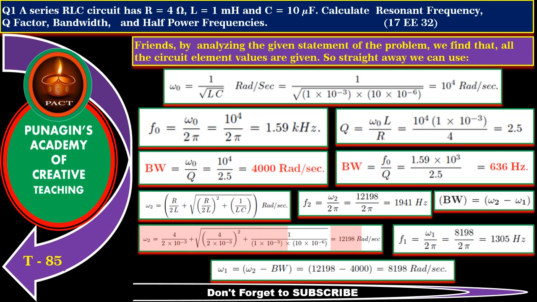Further, we know bandwidth is equal to omega 2 minus omega 1. We have already calculated omega 2. Therefore, we get omega 1 is equal to omega 2 minus bandwidth. By substituting the values and solving, we get omega 1 is equal to 8198 radians per second. Finally, F1 is equal to omega 1 divided by 2 pi. By substituting the values, we get F1 is equal to 1305 hertz. Hope it is very simple.